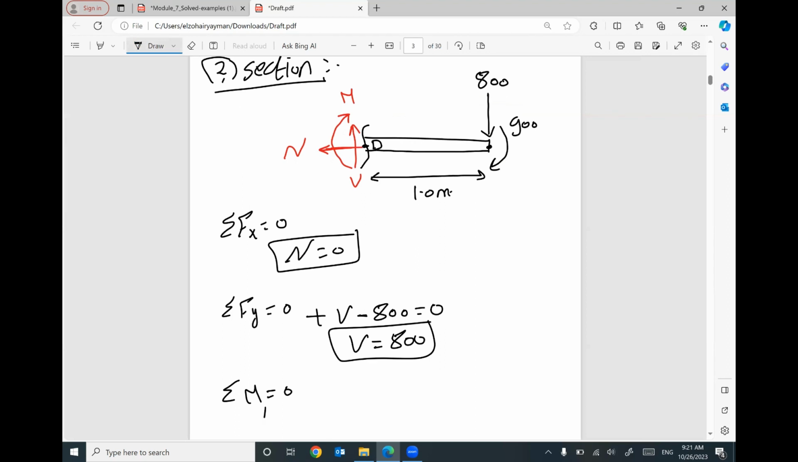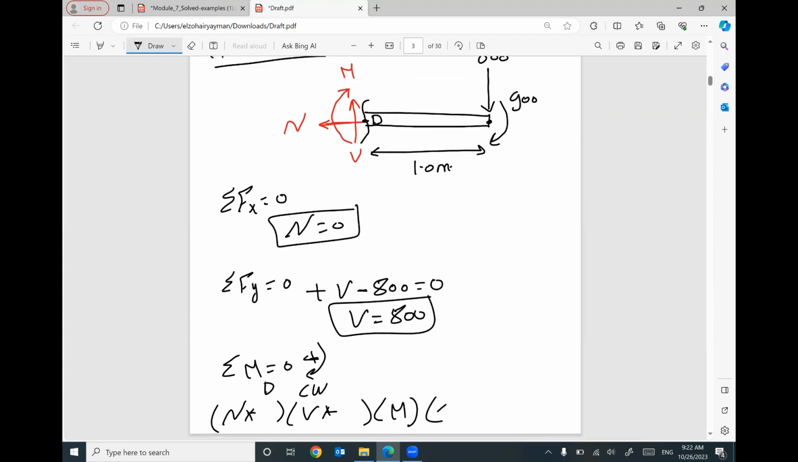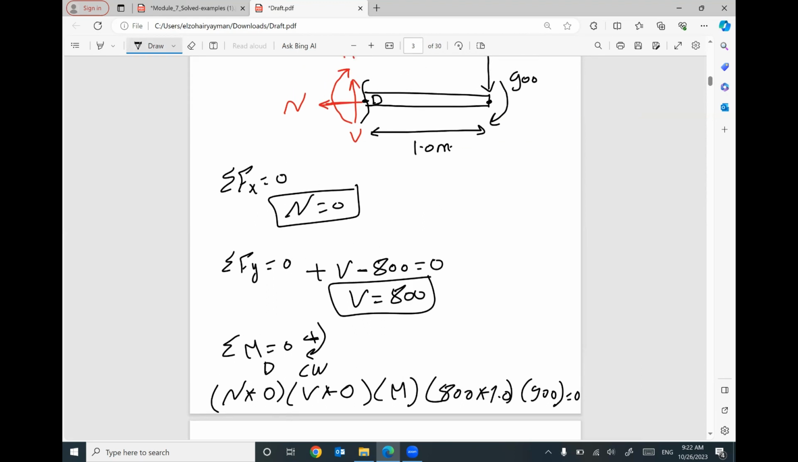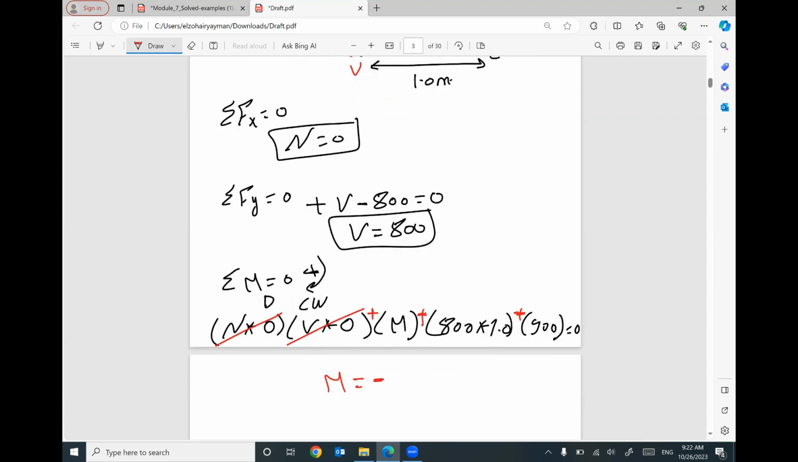If you take moment at D, and assume clockwise rotation is positive, we have capital N times distance, capital V times distance, capital M, 800 times distance, and 900, equals 0. 800 will be multiplied by 1, and V and N will be multiplied by 0, based on your assumption. This term will be 0, your capital M will be positive, your force 800 will be positive, your moment 900 will be positive. The only unknown is your moment, which will be negative. It will be 1700 Newton meter.